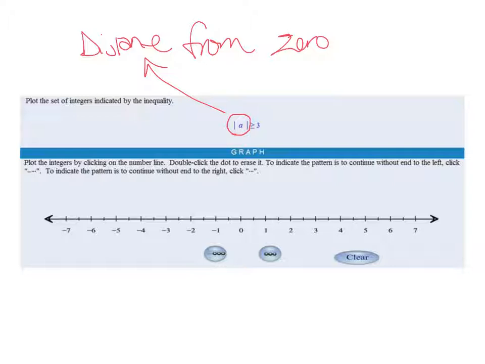Alright, so I am looking for all the integers whose distance from 0 is greater than or equal to 3. Okay, so that means it's far away from 0. I want all the numbers that are far away from 0, or at least 3 units away from 0. So 3, because of the or equal to, I get to put a dot at 3. 3 is greater than or equal to 3 units from 0. So is 4, and 5, and 6, and 7.